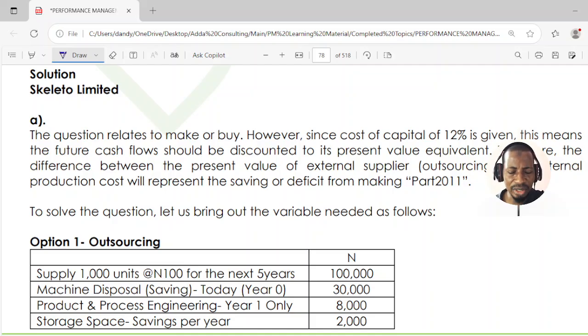Hence, to solve the question, let's bring out the variables. In this case, you need to first of all bring out the variables under internal production. You also bring out the variables for outsourcing. Option 1 is that you want to outsource it. Option 2 is that you want to make it internally. Then what are the cash flows that you need if you want to outsource part 2011? What are the cash flows needed if you want to produce part 2011 internally?